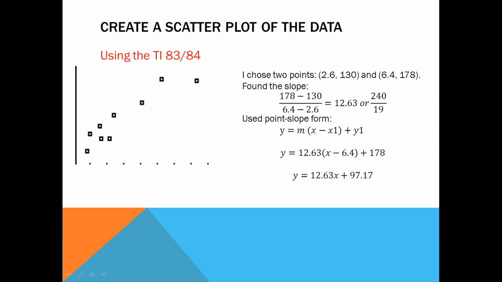I chose the point 2.6, 130 and the other point 6.4, 178. So it's nice algebraically to think about getting the kids to find the slope of that line using the definition of slope, the change in y over the change in x. And then using the point-slope form of the line, once I have that slope value, I'm going to plug in either one of these points, 2.6 and 130, or in this case I plugged in 6.4 and 178, and did the algebra here to find this intercept. So what we might do now is actually type this into the calculator, 12.63x plus 97.17.